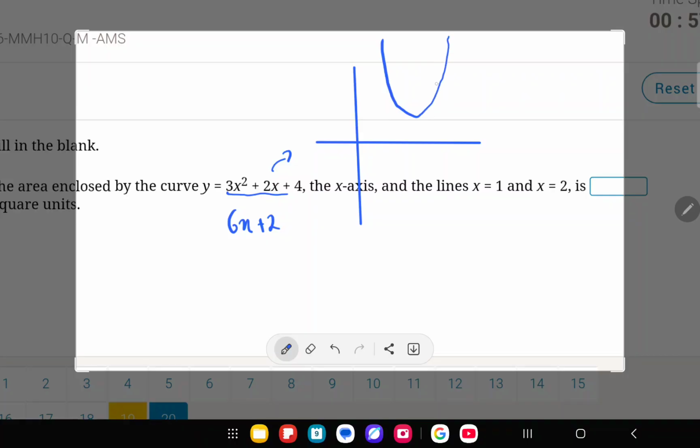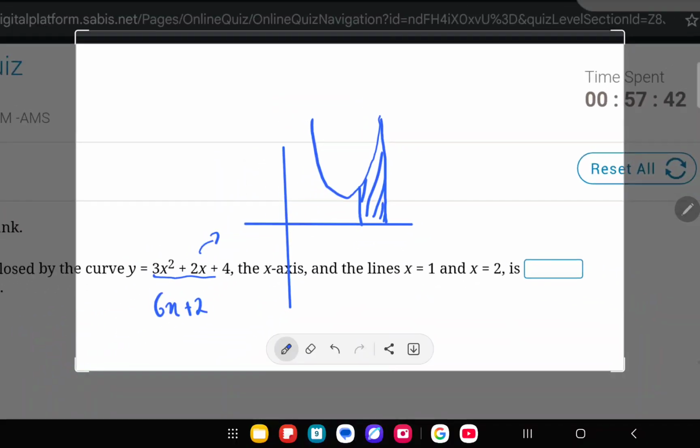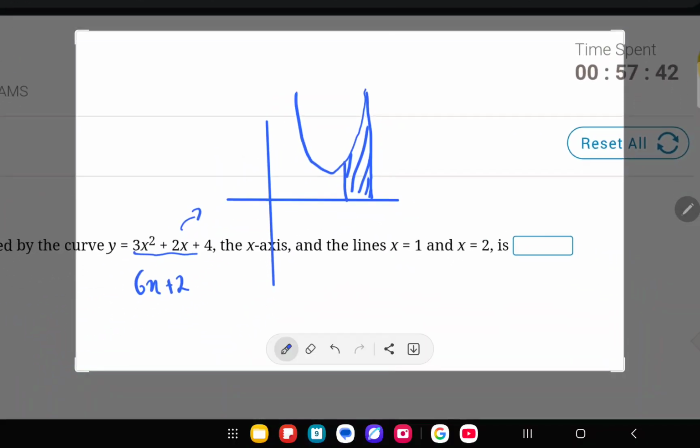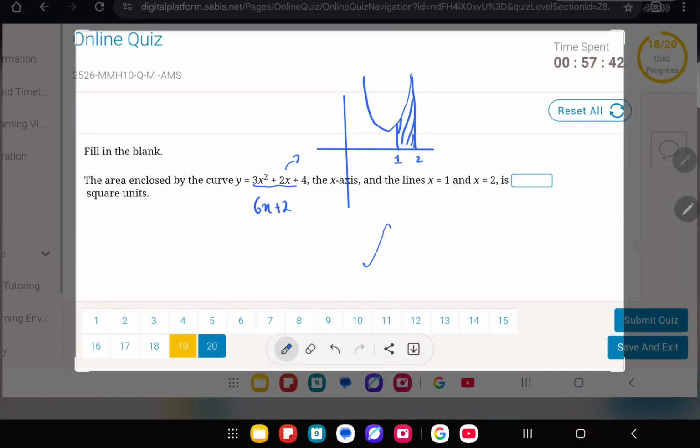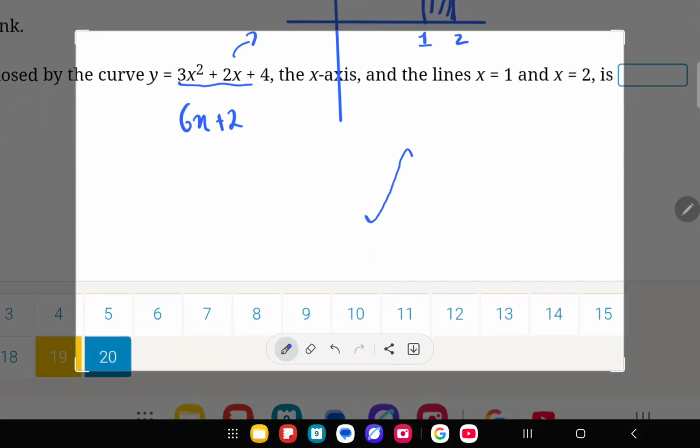And that means in this case, the shape of this area should be kind of like this. I just shaded it for you. It should kind of be like this, not exactly, but kind of like this. And over here, x should be 1 and x should be 2. So yes, now we can just do very simple integration since this is above the x-axis.